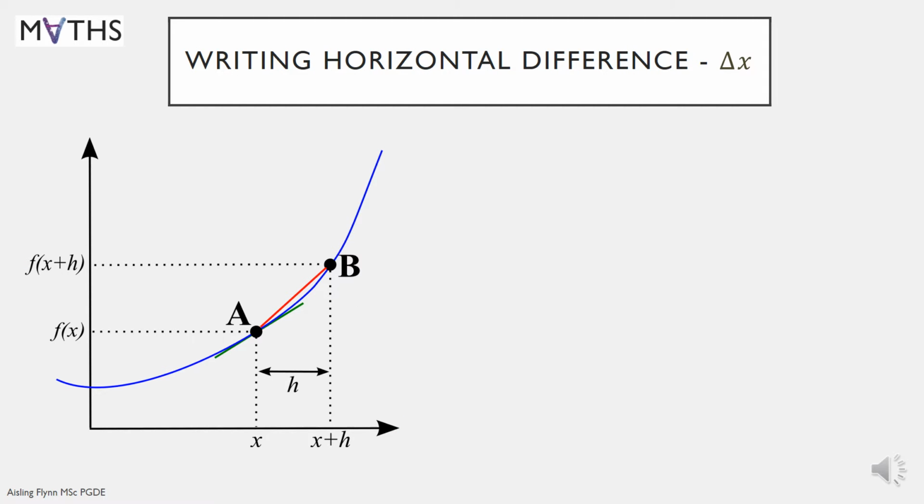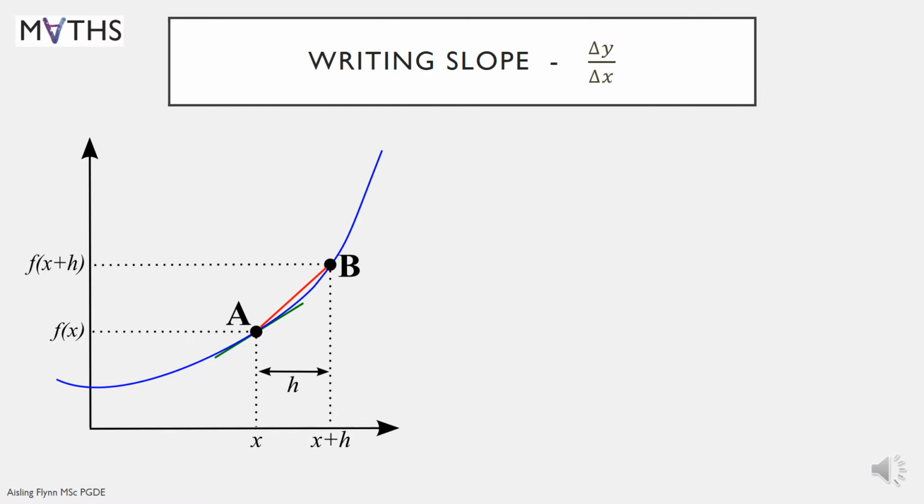Now delta x will be simply the difference in the x values, so x plus h minus x, which is just h. So that's our run, is just h. Okay, our run will be h. So now we're going to use those two things to write the slope of the red line, AB.